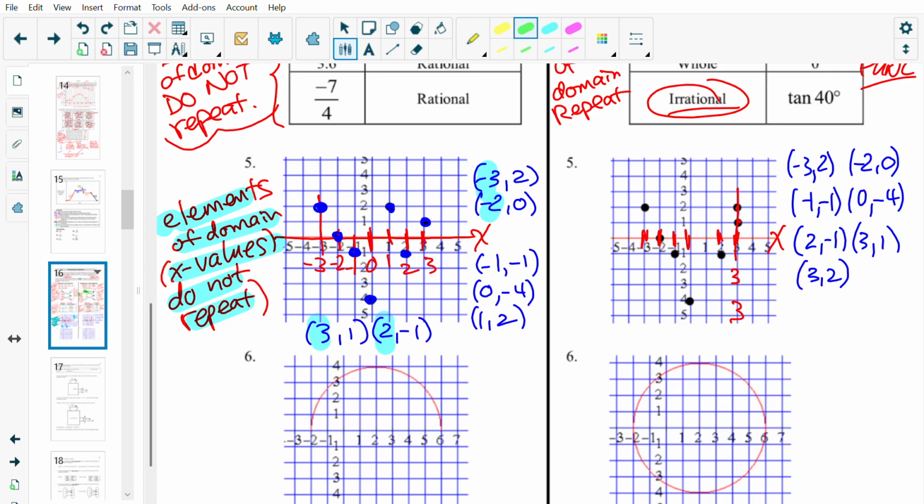Do the elements of my domain repeat? Yes, they do, right here, 3 and 3. Remember, we're only concerned with x values. So not a function, because of the repeat x value. So elements of the domain repeat.